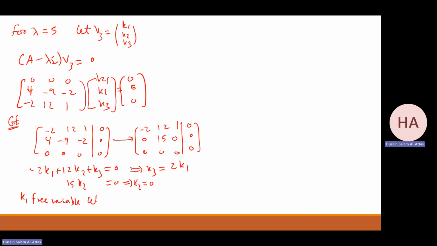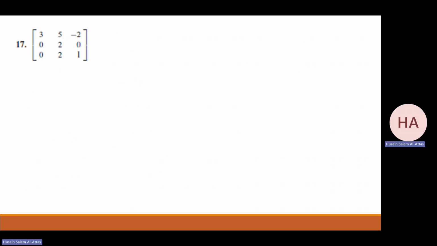I let k1 be 1. What I'm getting, k3 will be 2. So what is my v3? It will be k1 is what? 1, k2 is 0, and k3 is 2. 1, 0, 2. Perfect.